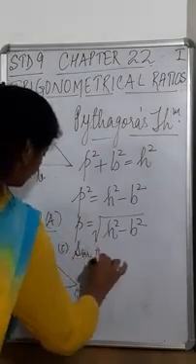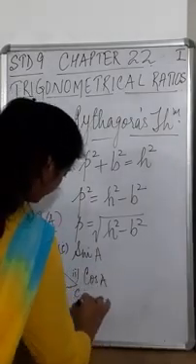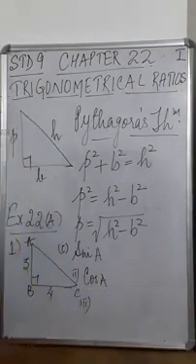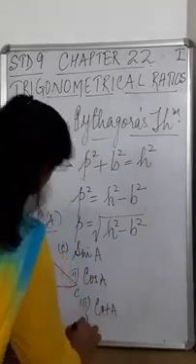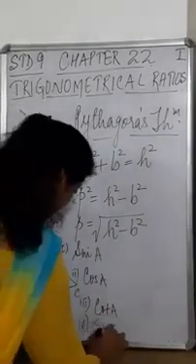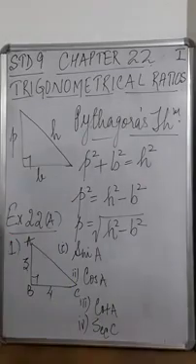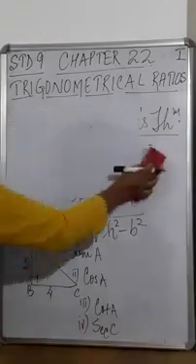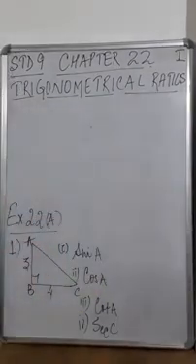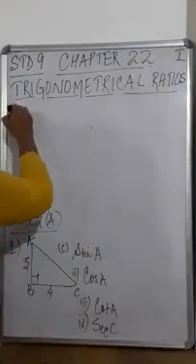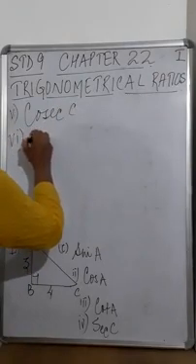sin A, cos A, third is cot A, fourth is sec C, fifth is cosec C, and sixth is tan C.